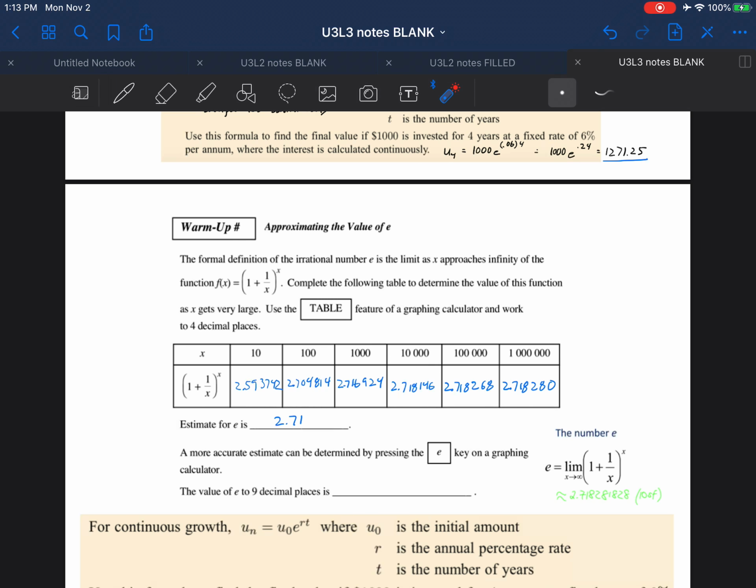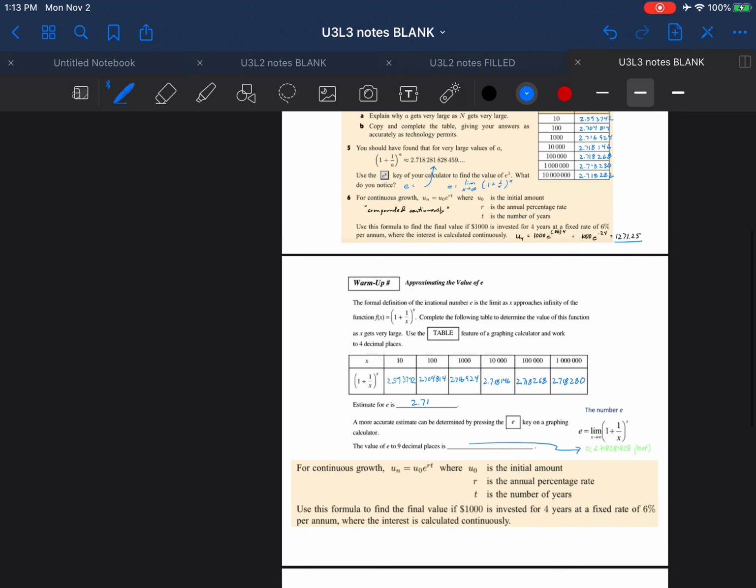This is just being sure that you know how to find it on the calculator, right? On the Inspire, it is 2 buttons to the left of the number 1. And I think that's what most of you guys have. Let me know if you have something else and can't find it there. All right? And the value of e to 9 decimal places is right here. So I will just draw a little arrow showing that.